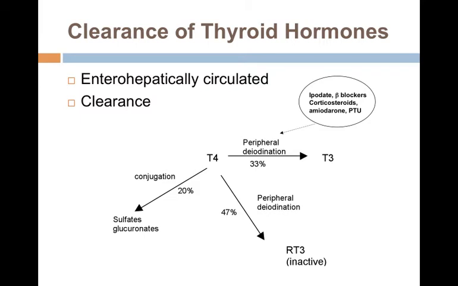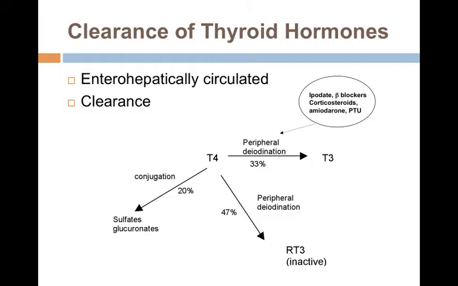So thyroid hormones, like a drug, have to be cleared. T4 is the inactive form, which needs to be deiodinated in the periphery to make the active T3 form. About a third of T4 turns into T3. You also can have some peripheral deiodination to an inactive T3 form called reverse T3. About half of the drug goes that way. And then the remainder gets conjugated to make a glucuronidate in the liver. So we'll talk about that a little bit more too.